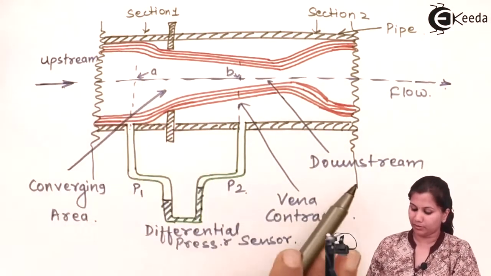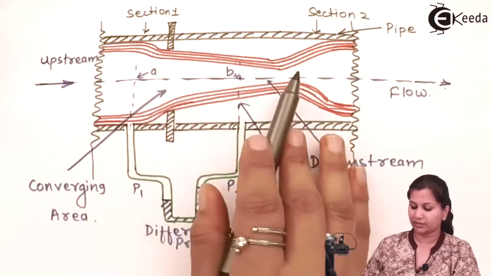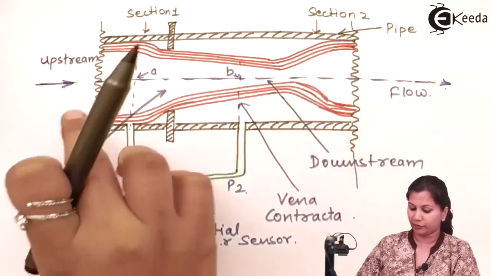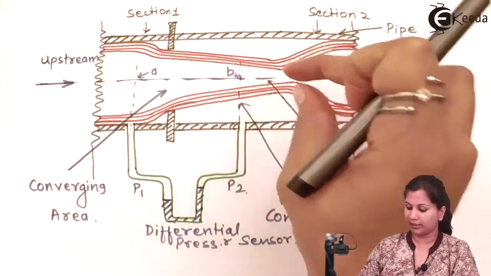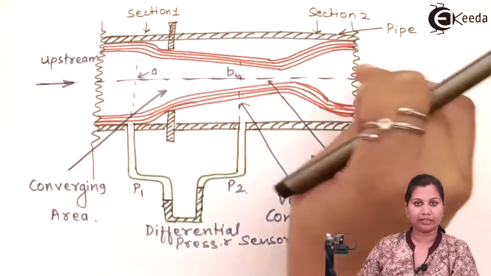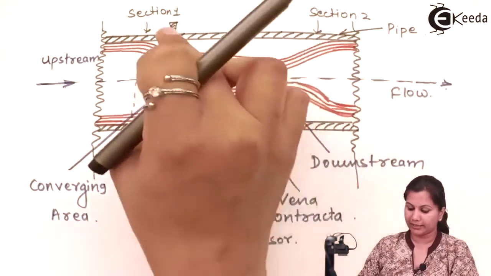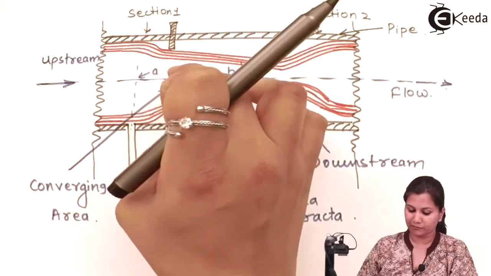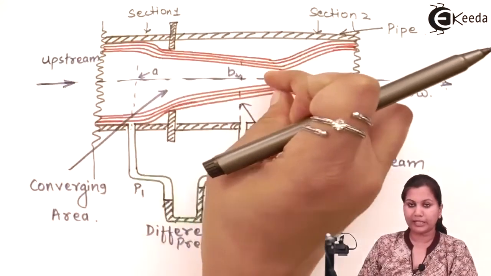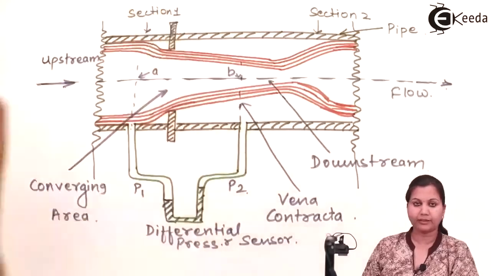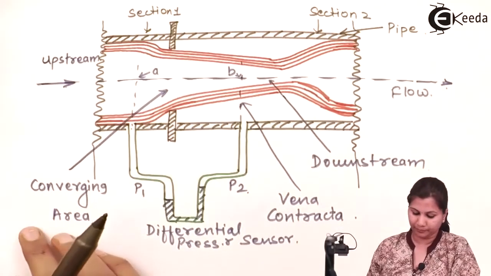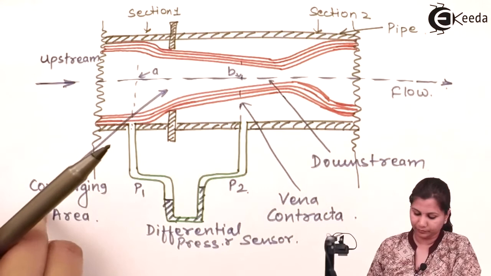This is the upstream, downstream, this is the converging area, this is the diverging area. Converging means it's converging here, and diverging means its diameter is increasing here. So it's a diverging part and it's the converging part. These are the flanges, and with the help of these flanges, the orifice plate is placed inside the pipe. Okay. Now let's see the operation of the orifice plate, or the working of the orifice plate.